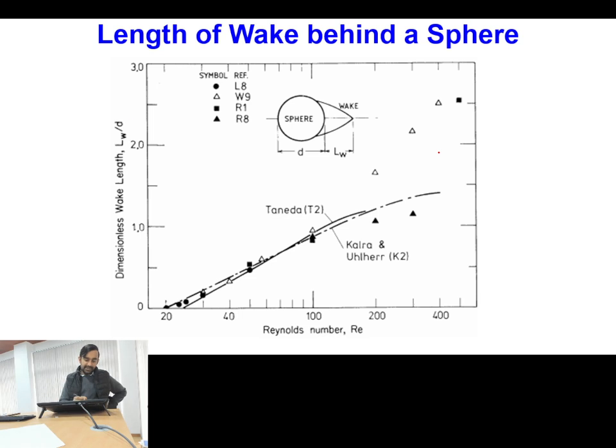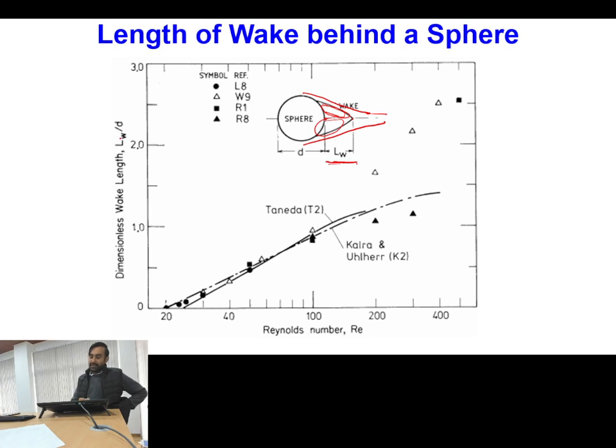This is the dimension of the wake length. So whatever the portion in which your vortical structure is actually growing behind the sphere, the length of this particular portion after again streamlines are actually reattaching and coming close to line of symmetry, that we are calling as length of the wake.